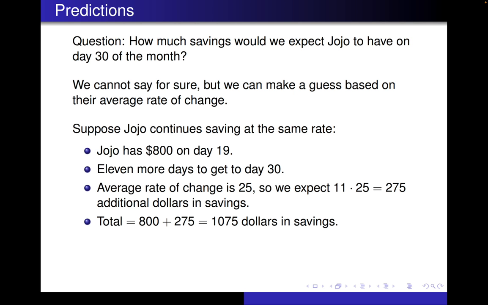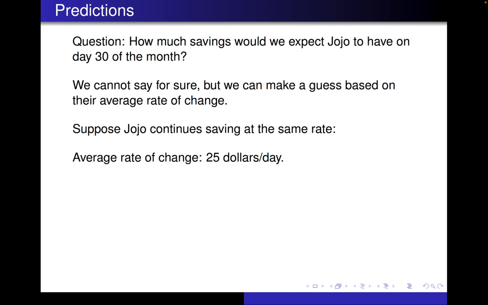Before I let you go, I actually want to show you one more way of solving this problem, just in case this way makes a little more sense to you. So another way of thinking about this is the average rate of change of savings for JoJo we expect throughout the entire month to be $25 a day. Again, we can't say for sure, but that's our best guess.